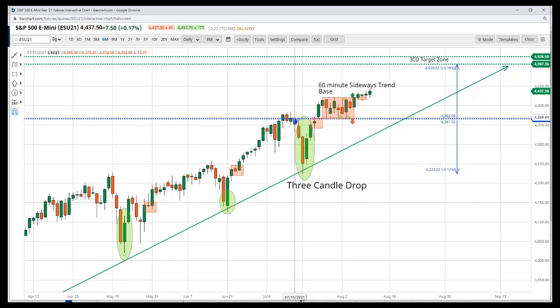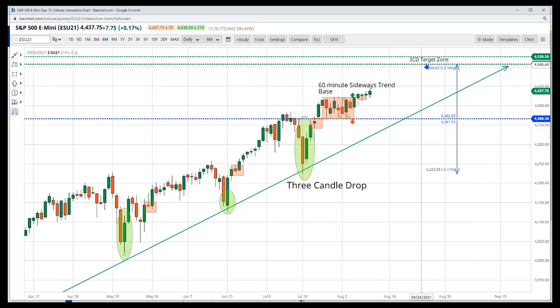But what we can do is measure the length of the three-candle drop, and that's what I've done here. And we can extrapolate from when price breaks above the third candle, or the first candle of the three-candle drop. Once it breaks above that, we can extrapolate. That's a projection of how far we should see price go. Now, I'm not predicting this is where the S&P is going to go. I'm just saying, based on this three-candle drop, we are projecting to this value somewhere around 4,500 to 4,525.